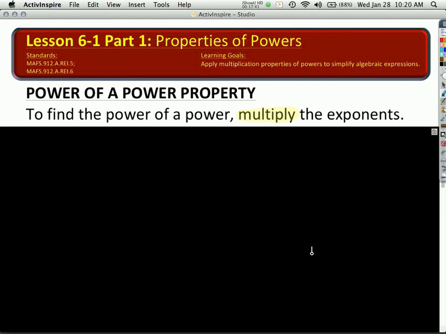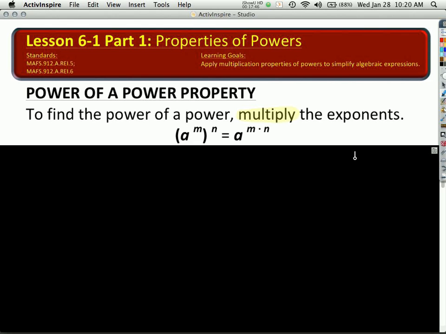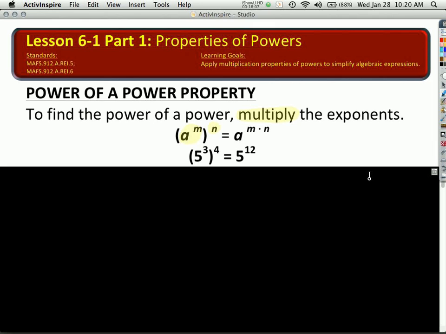So with power of a power, you multiply the exponents. So what do I mean, power of a power? This is what I mean. This is a power, and it's being brought to another power. The parentheses is the key. So if you have power of a power, you multiply the powers together. Here's a concrete example. 5 to the third power to the fourth power will equal 5 to the 12th.